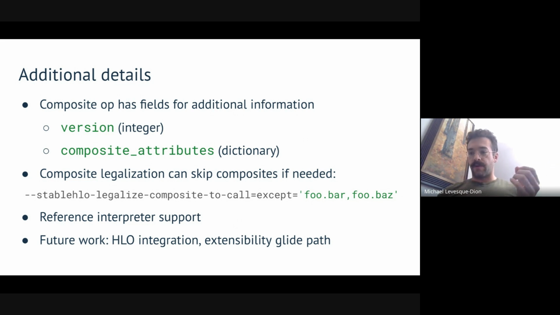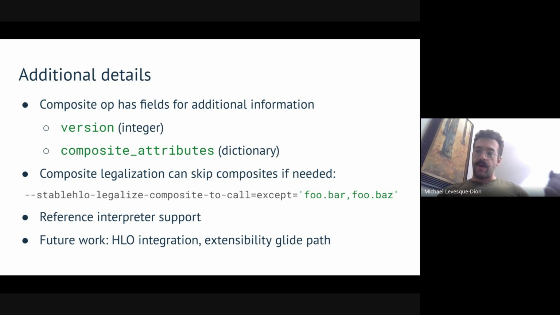We believe that's the correct behavior, because if you have a backend that can't handle an op and it isn't expanded, then it can't compile the program at all. So that's the default behavior. But if you do handle a specific composite, then you can say accept equals the name of the composite, and that's actually a list. So you can specify many of them, and then they won't be expanded.